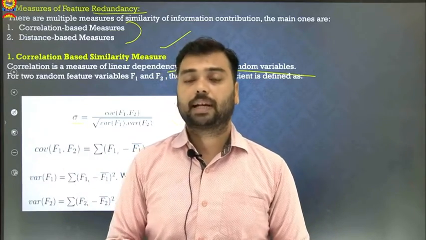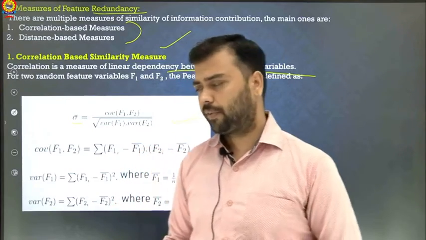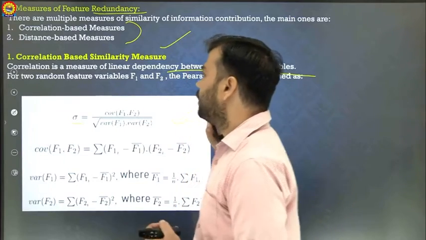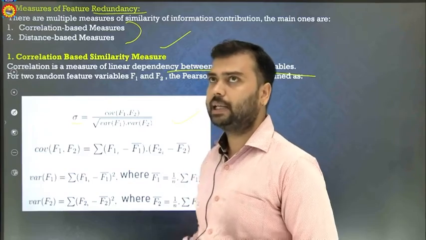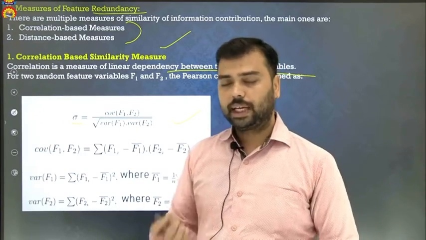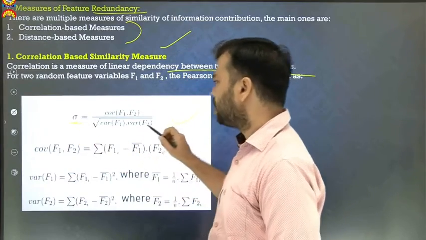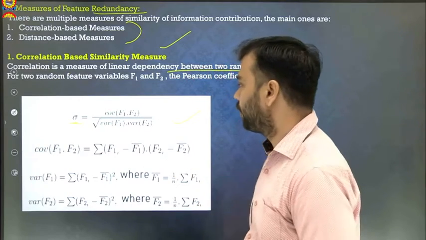We use the Bhattacharya coefficient, Manhattan coefficient and entropy. Lots of methods we use there. So what is the correlation based similarity measure? We simply measure the correlation between the two variables, and it is a formula for measuring the relativity between the two features. So sigma is equal to the covariance of f1 and f2 divided by the square root of the variances of f1 and f2.